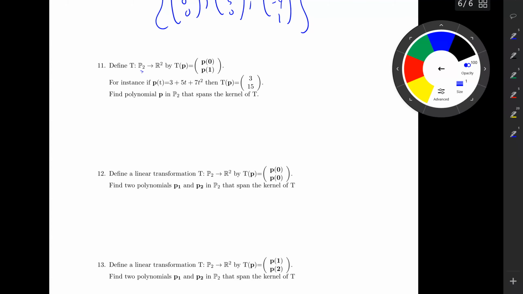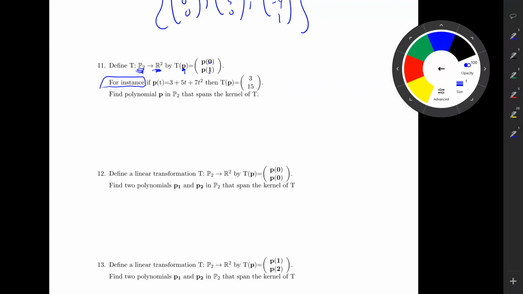So this is going from polynomials to 2 by 1 matrices. Polynomials of degree 2 to 2 by 1 vectors. How it does that is it inputs a polynomial, and to get the 2 by 1 matrix you evaluate the polynomial at 0 to get the first entry, and evaluate the polynomial at 1 to get the second entry. So here's an example to help you see.